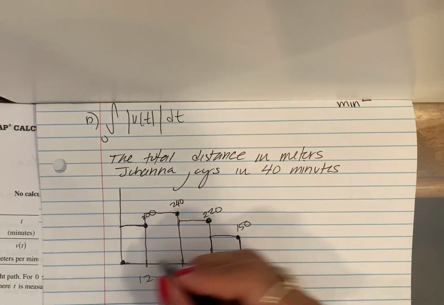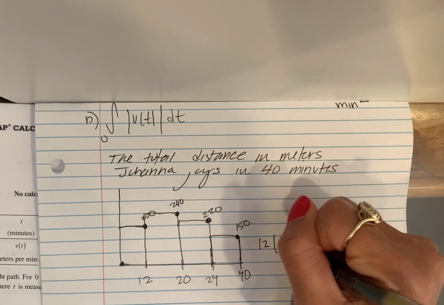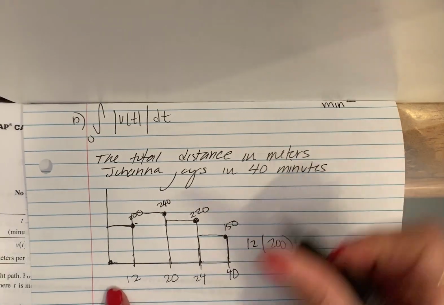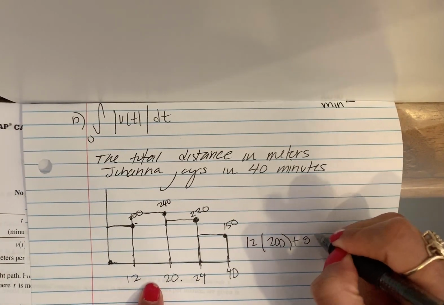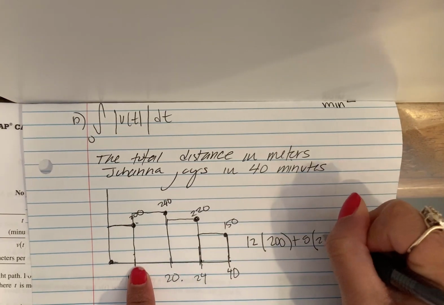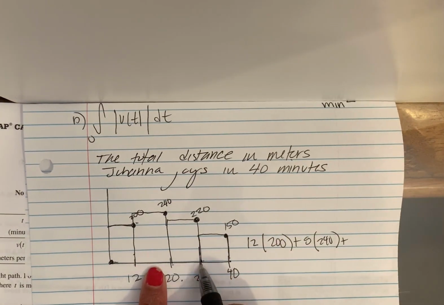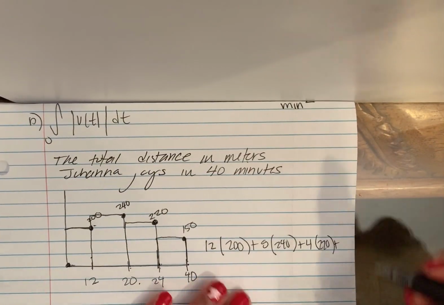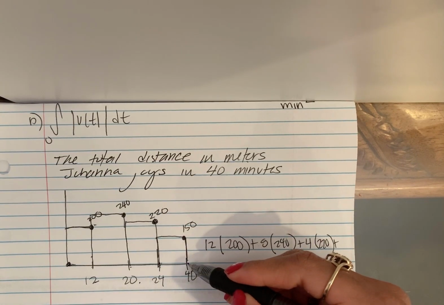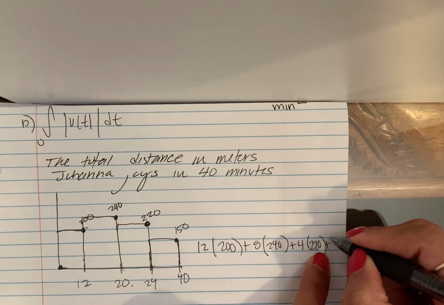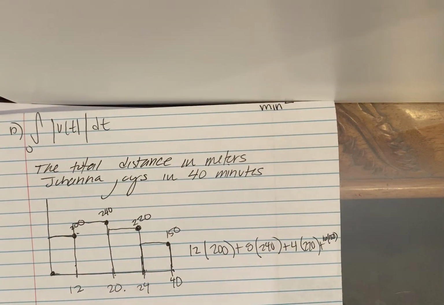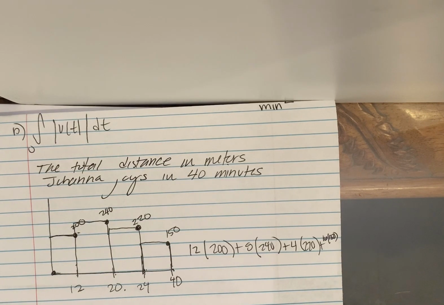So that means this area is gonna be 12 times 200, because that's the height, plus how far away is this and this? That's gonna give you 8 times the height of 240, okay? Plus 4 times 220, plus how far away is this? 16 times 150. And so because you don't have to worry about multiplying all this out, you can leave it just like that.